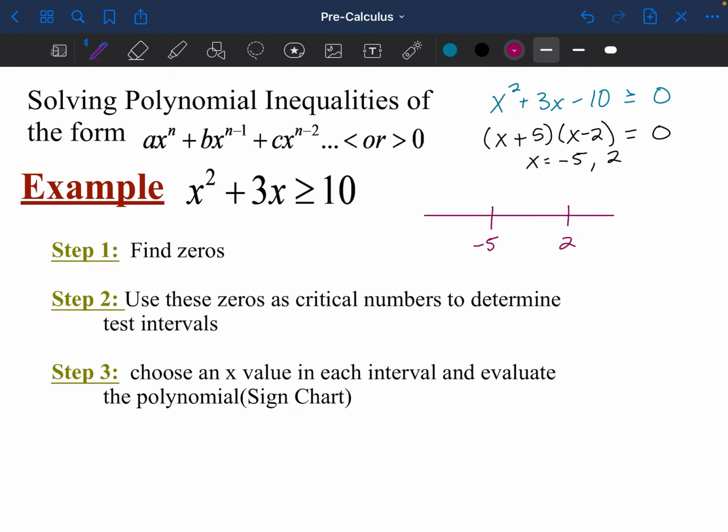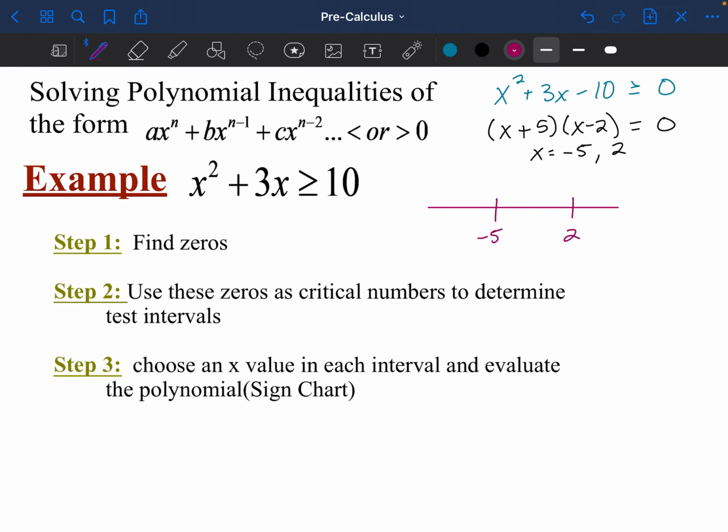So step 3, choose an x value in each interval and evaluate the polynomial's sign. So choosing an x value, we want something less than negative 5. So let's say I want to figure out f of negative 6. And then in between negative 5 and 2, well, the easiest one would be f of 0. And then for greater than 2, let's just do f of 3. You can choose whatever numbers you want as long as they're within those intervals.